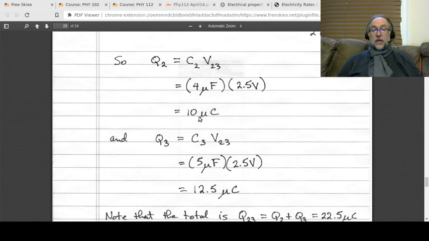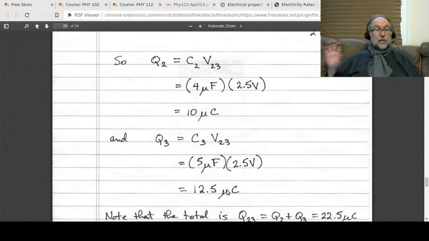Multiply the two together, and you get 10 microcoulombs. So C2 acquires 10 microcoulombs of charge. Same thing for C3. C3 accumulates a charge Q3. Q3 is C3 times V23. That's 5 times 2.5, and you get 12.5 microcoulombs.